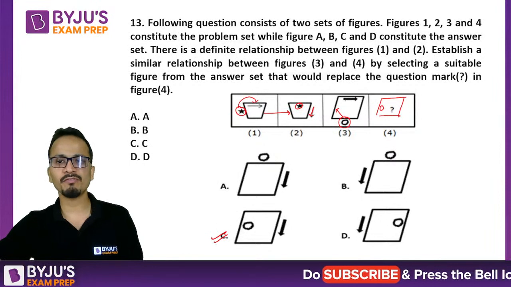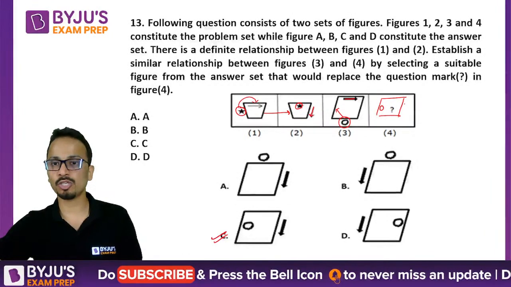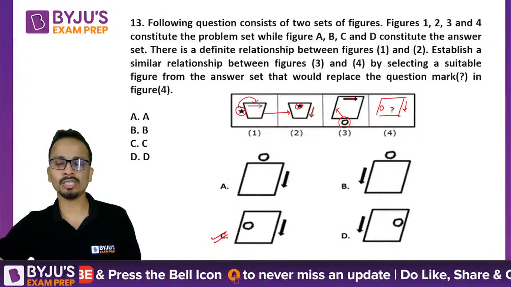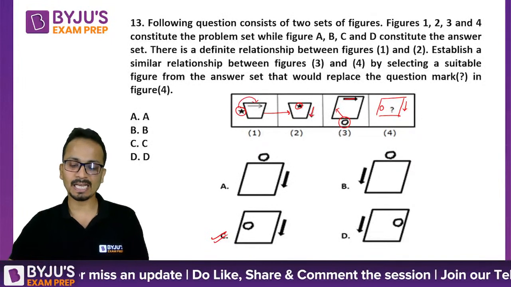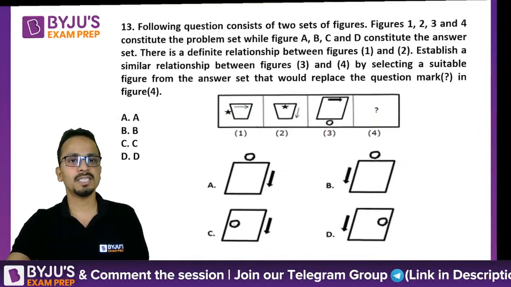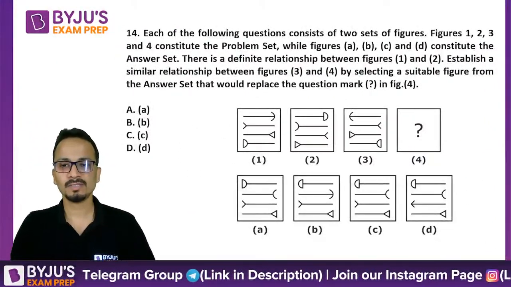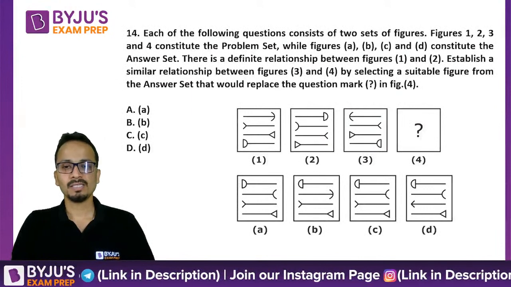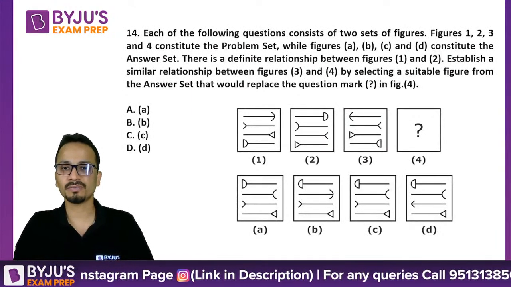We can do the same thing with arrow. Arrow earlier it was here, so it was inside, so it will come outside and on the adjacent side. So option C is satisfying all the criteria. So the correct answer for this one is option C. Let's move on to question number 14. Slightly higher observation skills will be required in this question.